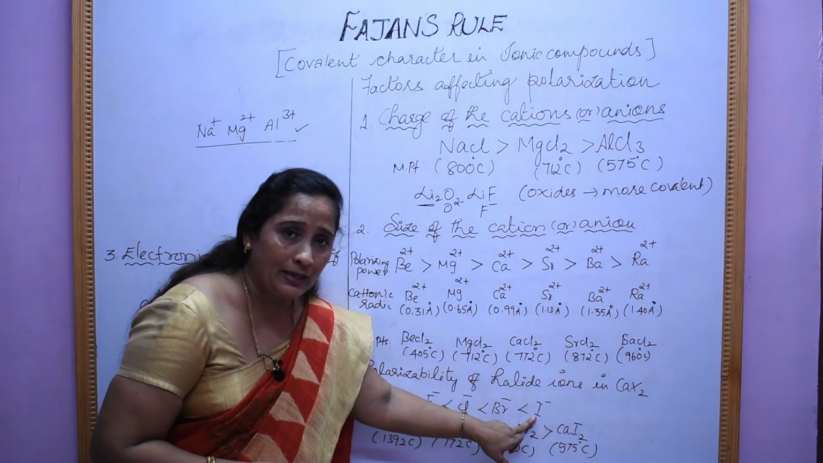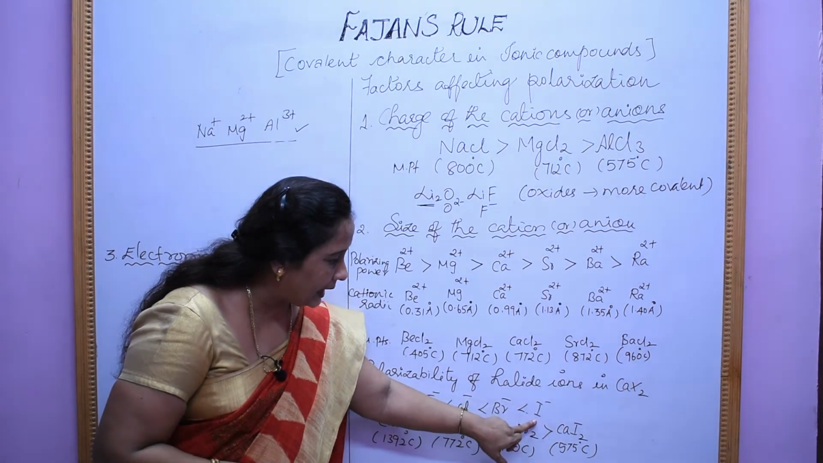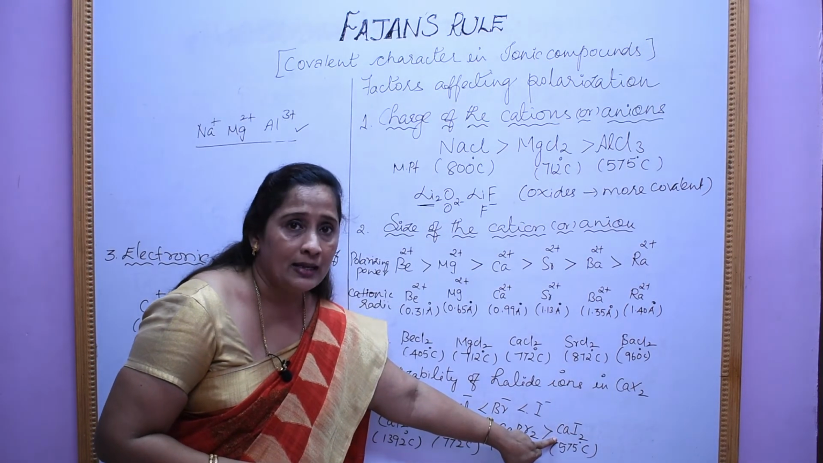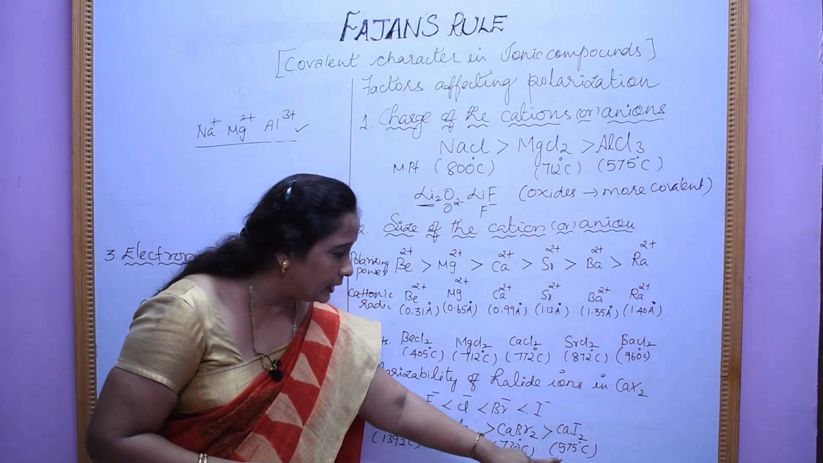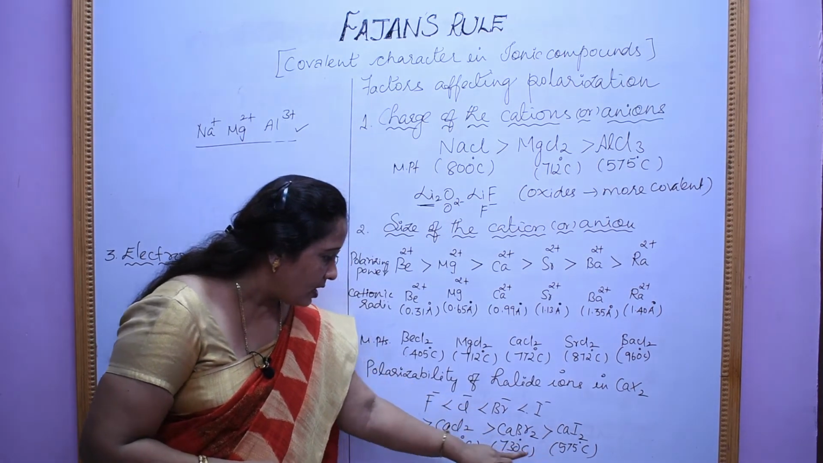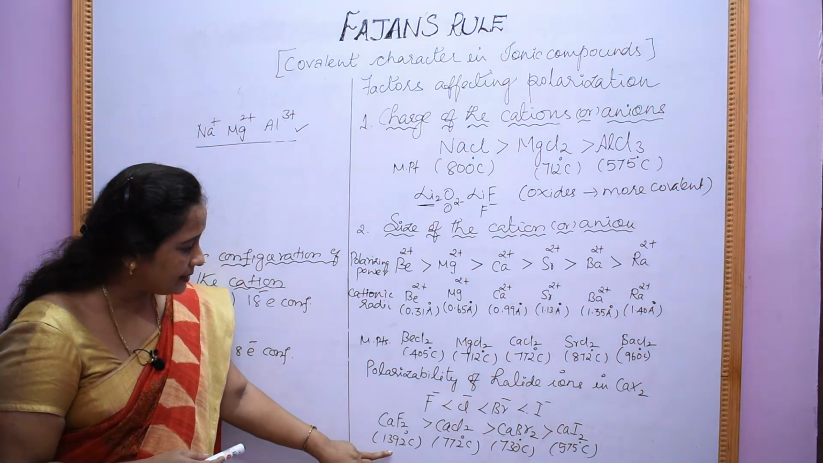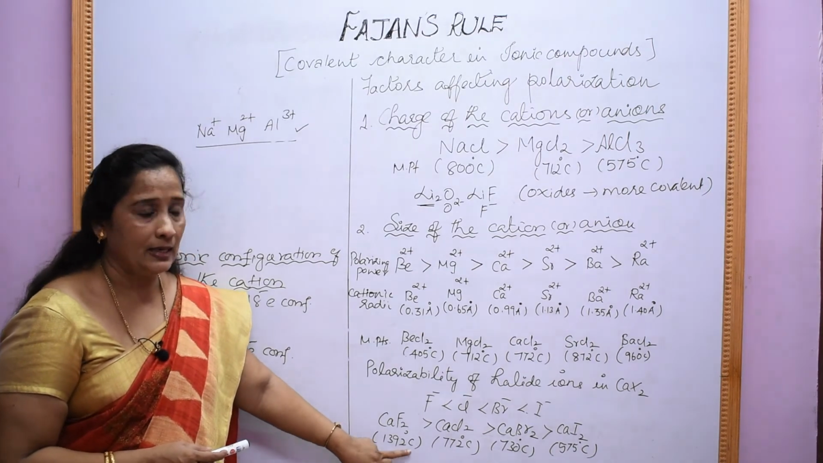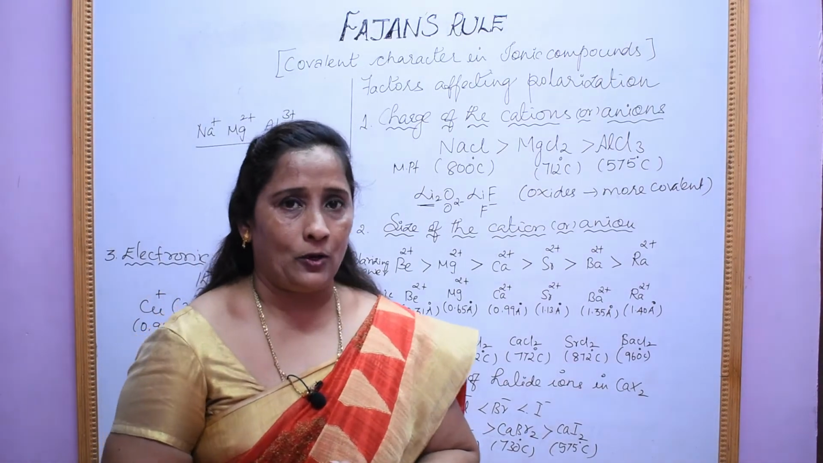Right, the polarizability of I minus is greater. Therefore, CaI2 is showing more covalent character, which is evidenced by the low melting point of 575. Whereas if you compare CaF2, which has more ionic character, its melting point is 1392 degrees C. So this is regarding the size of the cation and anion.